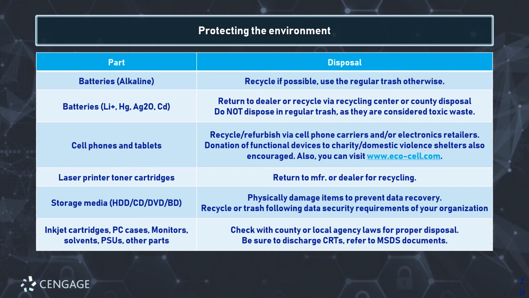Cell phones and tablets contain a lot of rare earth metals and other precious components that can be recycled or refurbished pretty easily by most large retailers. So cell phone carriers and electronics retailers are going to have recycle bins for e-waste of that type as well. If you have a functional device, you can occasionally donate these to charity and domestic violence shelters to allow people who are in potentially hazardous situations to have a means of contact that is not limited by a potentially abusive partner or things of that kind. You can also visit websites like ecocell.com and resell your device depending on its age and viability.